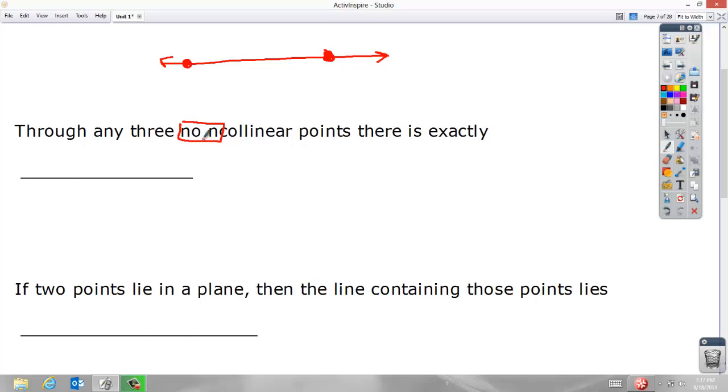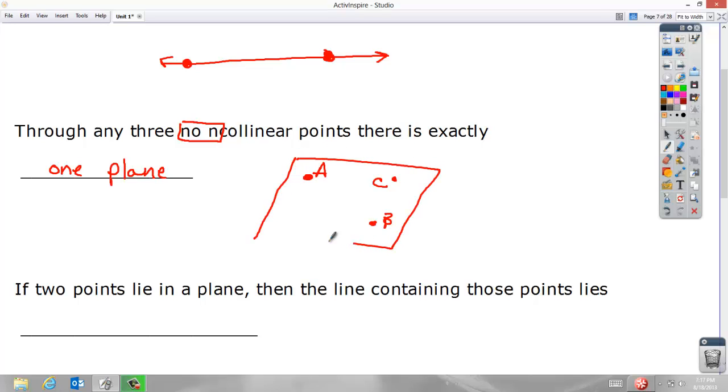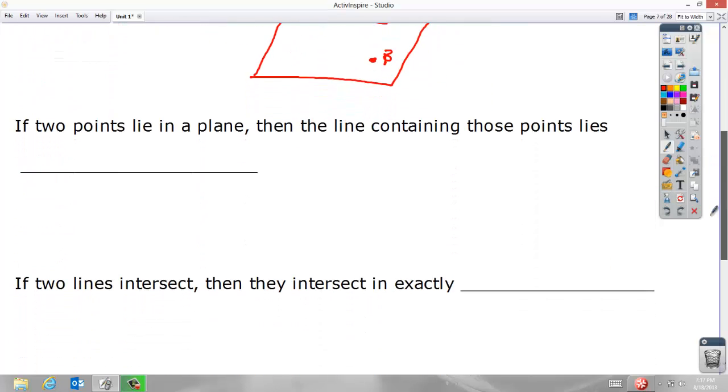Through any 3 non-collinear points, there's exactly one plane. So I'm going to draw A, B, C. Here's my 3 points, 3 non-collinear points. There is exactly one plane. You need to know that.